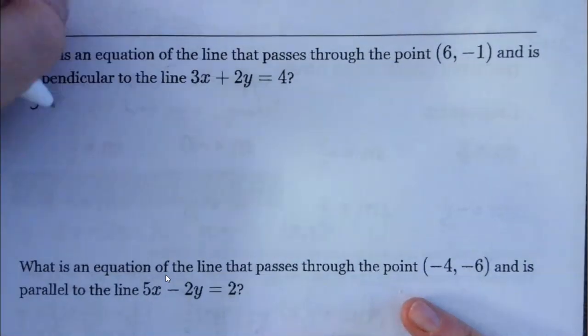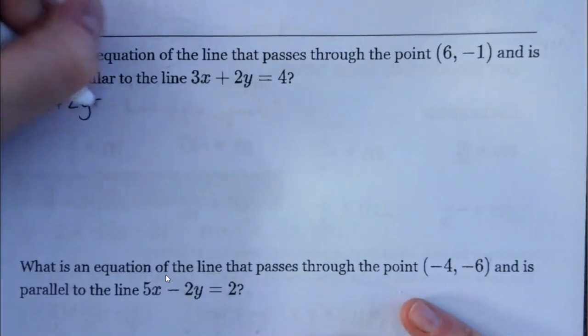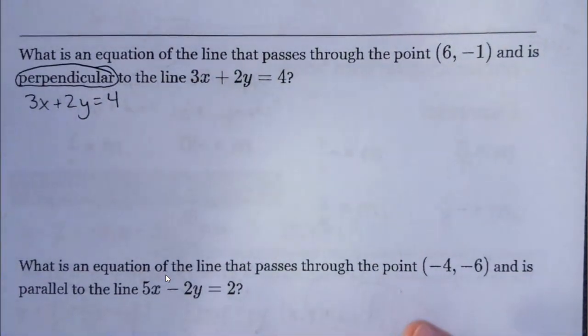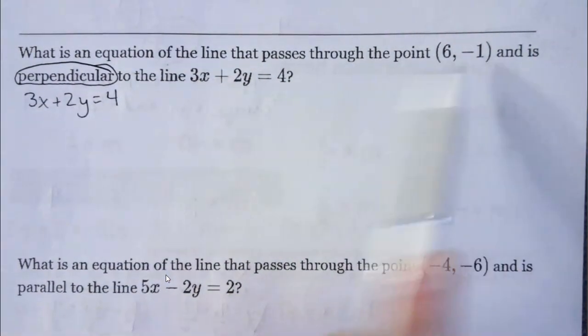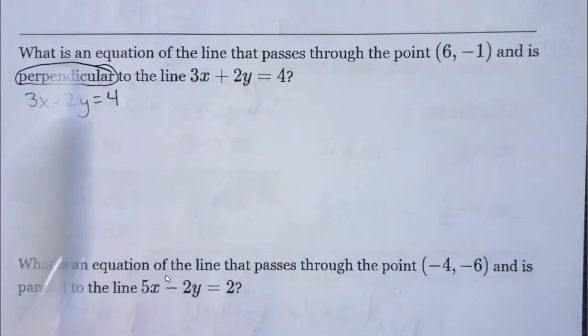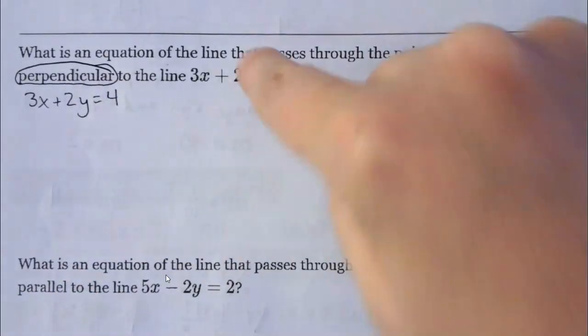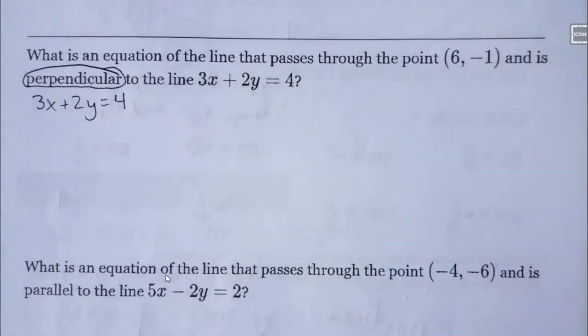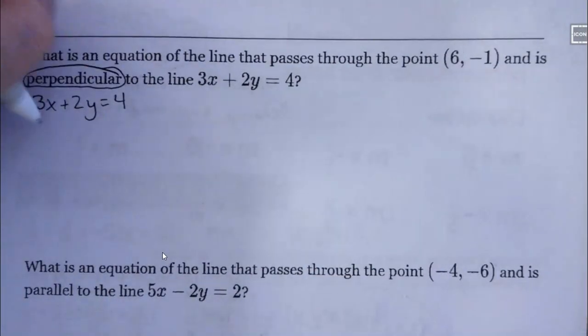I'm going to rewrite this equation over here: 3x plus 2y equals 4. We need to realize a few things. We are looking for a line that passes through this point, but it has to be perpendicular. So we are going to need to find the slope of this line first, then change the slope to make it perpendicular, and then do the process we did yesterday by solving for b by plugging in the point and the slope. All right, but I'll go through it step by step.